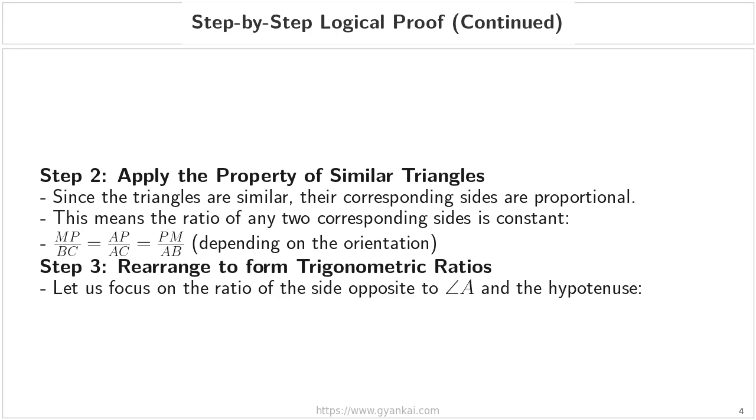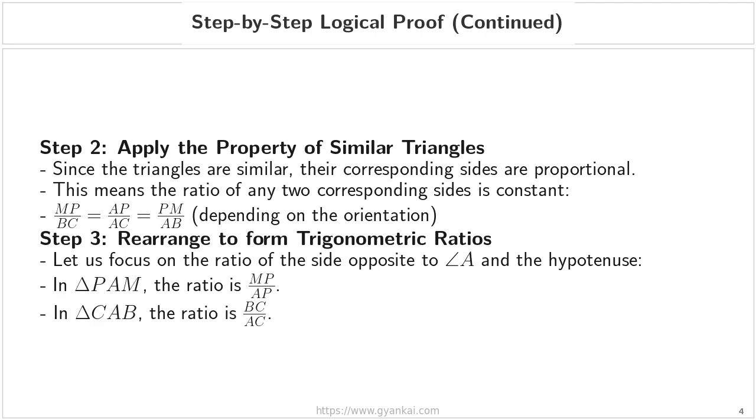To make this clear, let's focus our attention on one specific ratio, the side opposite to angle A divided by the hypotenuse. If we look at our smaller triangle, triangle PAM, that ratio is MP over AM, and if we look at our larger triangle, triangle CAB, that same ratio is BC over AB. As we will see in the next slide, these two fractions are actually equal, which is the key to our entire proof.